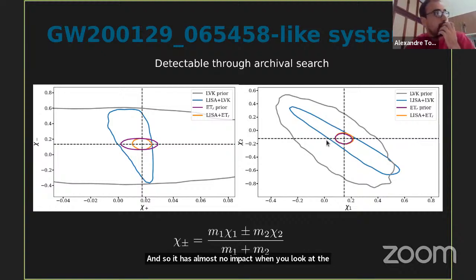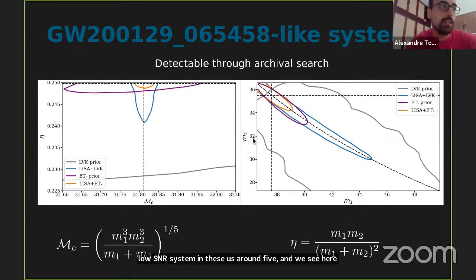But it's important to stress again that this is a very low SNR system in LISA, around 5. And we see here, at least for the masses, that it still has some impact on the measurement of the parameters.